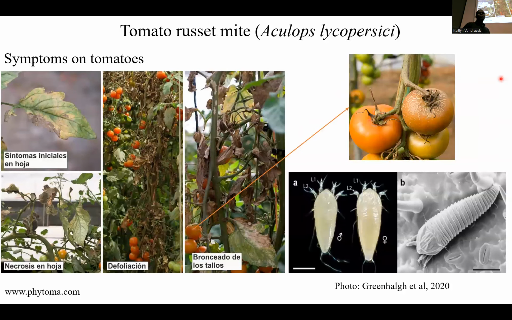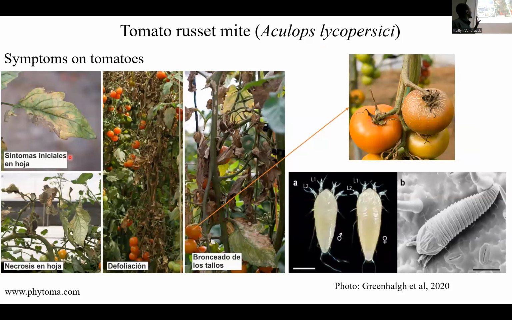So the other nightmare of very many tomato growers is the tomato russet mite. Any volunteers? Exactly. And I got this picture yesterday. I came across it by luck, and it's in Spanish. It's actually on a website, but they bring out the damage really, really well.